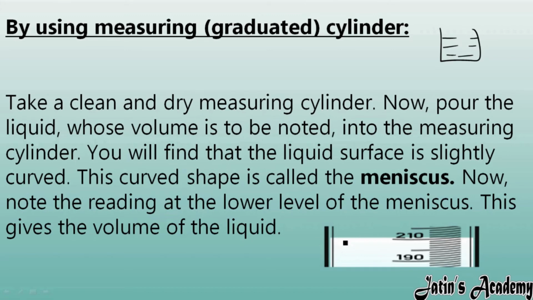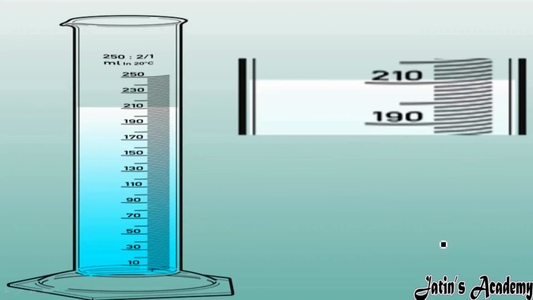Now I will find that some kind of liquid surface is there. Here one curved surface is formed in the measuring cylinder. This curved shape is nothing but a meniscus. Meniscus means the curved surface which is formed at the upper layer of the liquid. Now we have to note the reading of this meniscus. As you can see here, the reading is 210. So the volume of the liquid must be 210. If it is in ml, then 210 ml. Fine. So this is the way you can use the measuring cylinder.